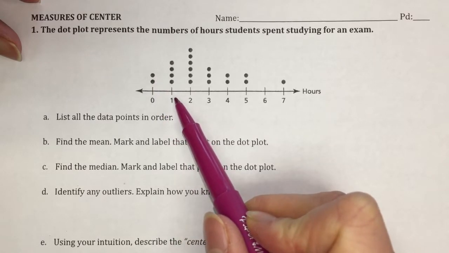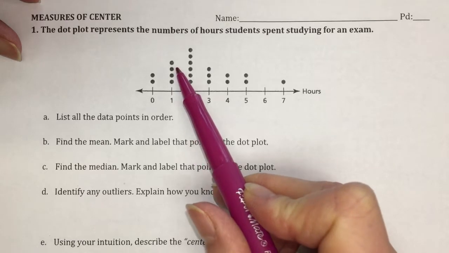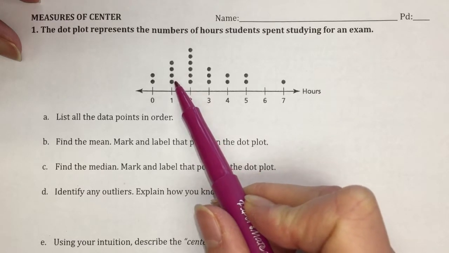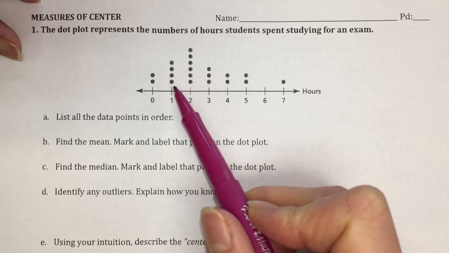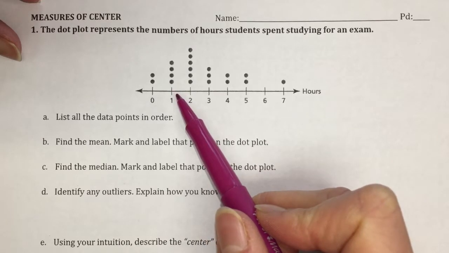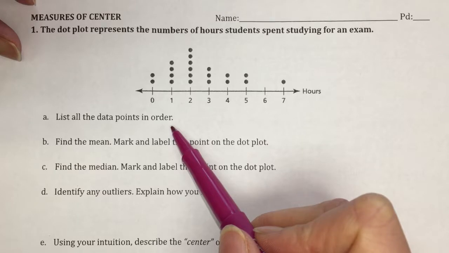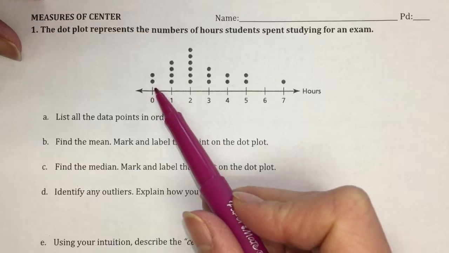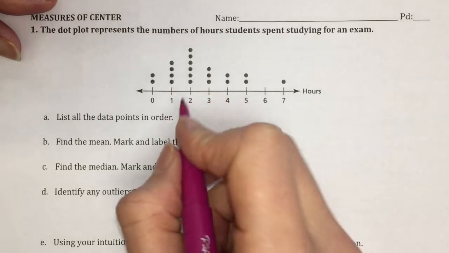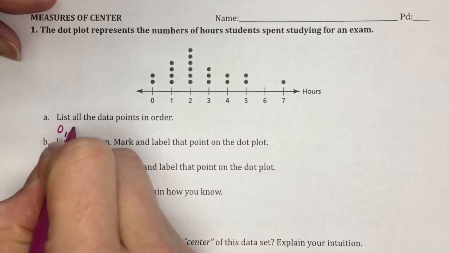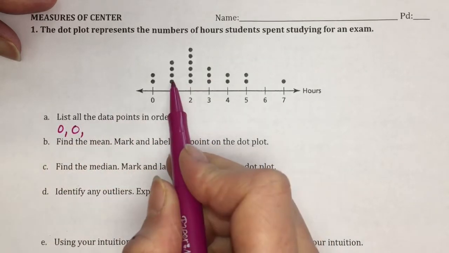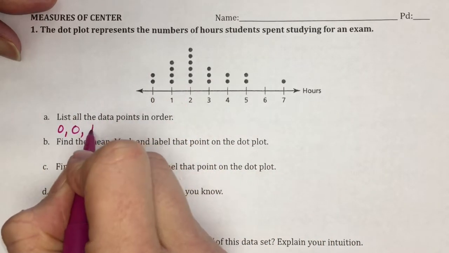How many people studied 1 hour? 4. 4 dots. Again, each dot is just 1 person responding to this survey or this data collection. Our first job is just to list all the data points in order. So starting with 0, we had 2 of those. So 0, 0, 1, we had 4 of those.